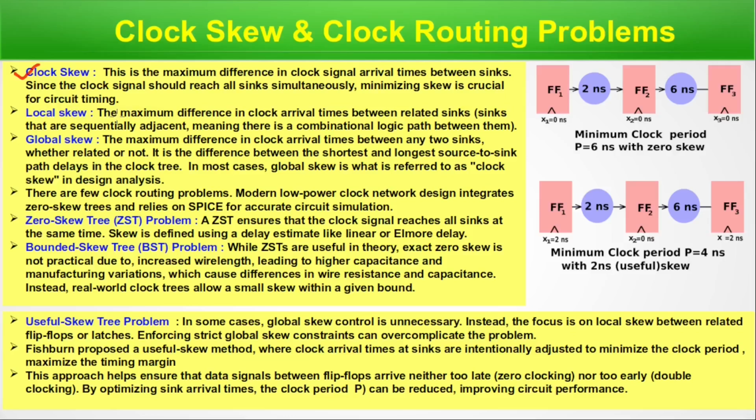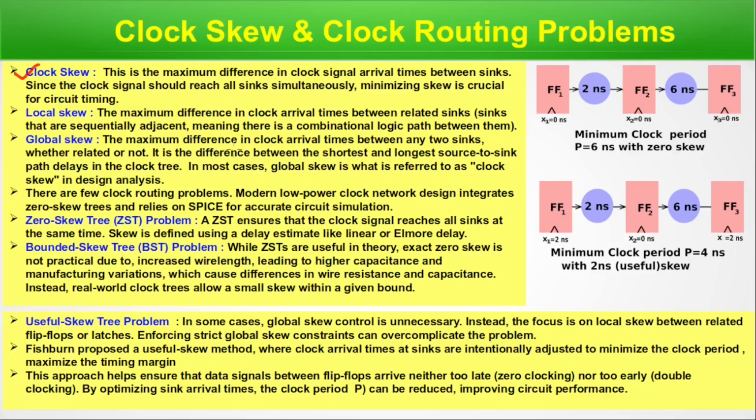Local skew is the maximum difference in clock arrival times between related sinks that are sequentially adjacent, meaning there is a combinational logic path between them. Usually there is a clock, there is a sequential block, and then some combinational blocks, so it takes some time to travel. That is local skew.